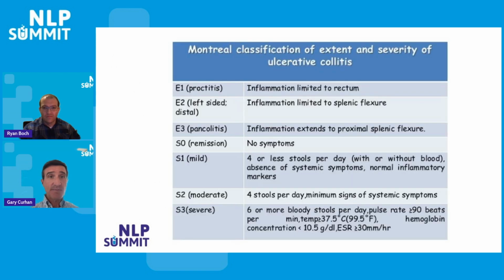Next. So there are all sorts of different classification systems, and I'm not going to go through all of this, but the Montreal classification is one of the most common ones, and that talks about the extent. So that's the E number, the letters and numbers you see there, and then severity. And I just want you to focus on the S0, that's the symptoms. S0 is no symptoms. You'll see S1 is mild. That is the number of stools, but with or without blood. So again, blood's very important here. And if you go down to the bottom, the severe, the S3, they have 6 or more bloody stools per day. So again, rectal bleeding is really important.